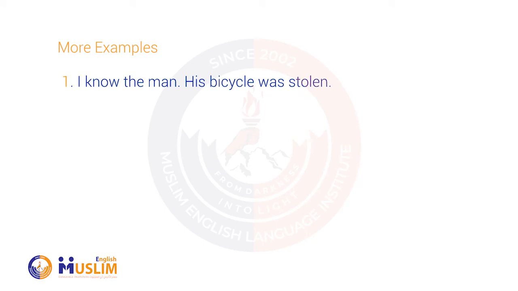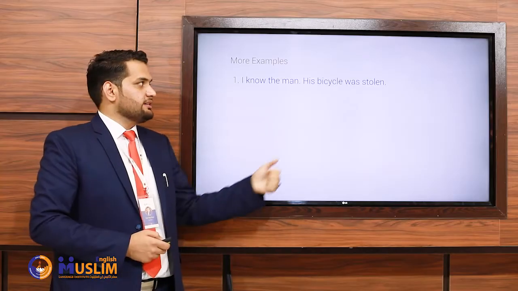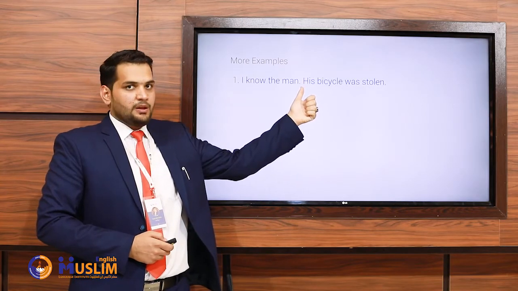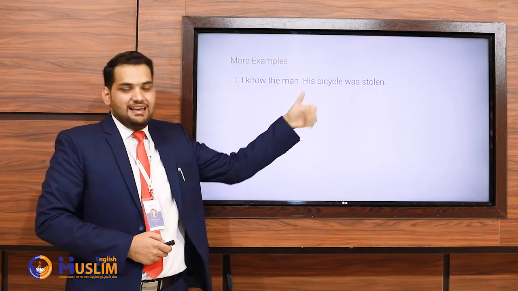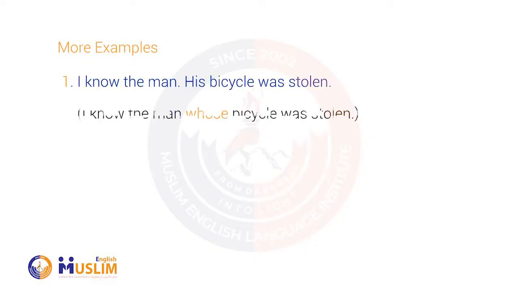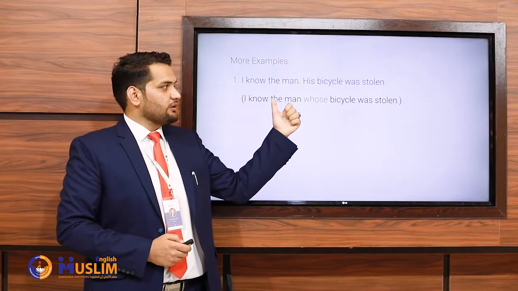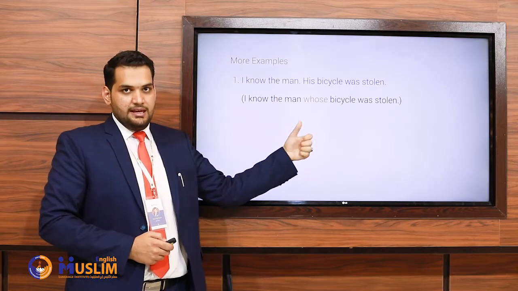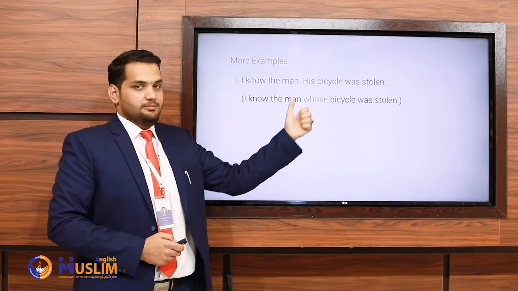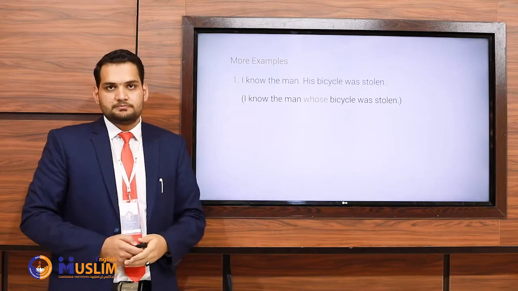Let's have some more examples. Number one, I know the man, his bicycle was stolen. As I told you earlier, whose is used instead of possessive adjectives. So you have to drop his and instead of that use whose if you want to make an adjective clause. I know the man whose bicycle was stolen. In this sentence, the adjective clause is whose bicycle was stolen. And the marker of the adjective clause is whose, which shows the possession of the man, which is a bicycle.